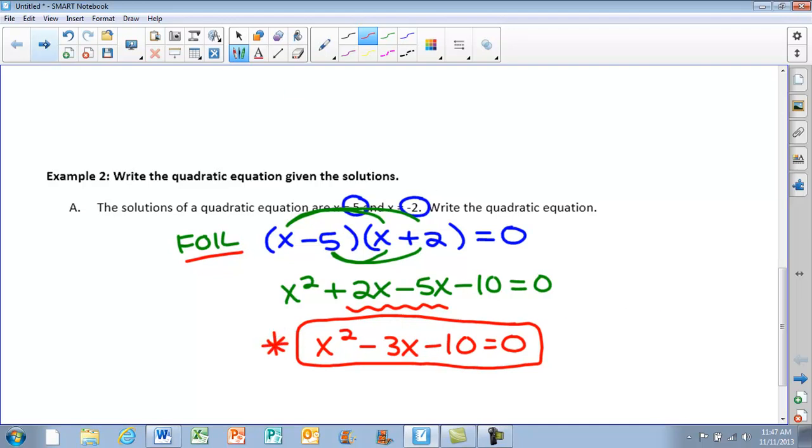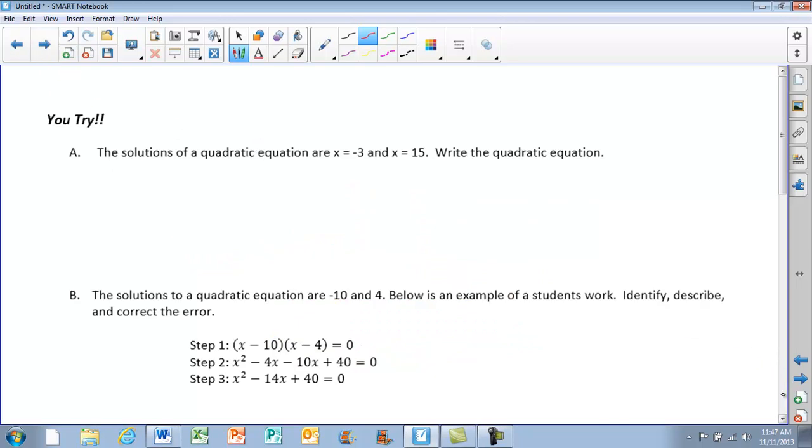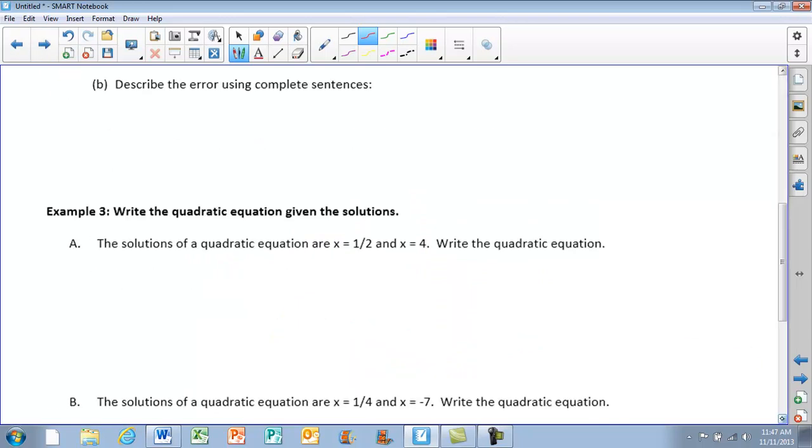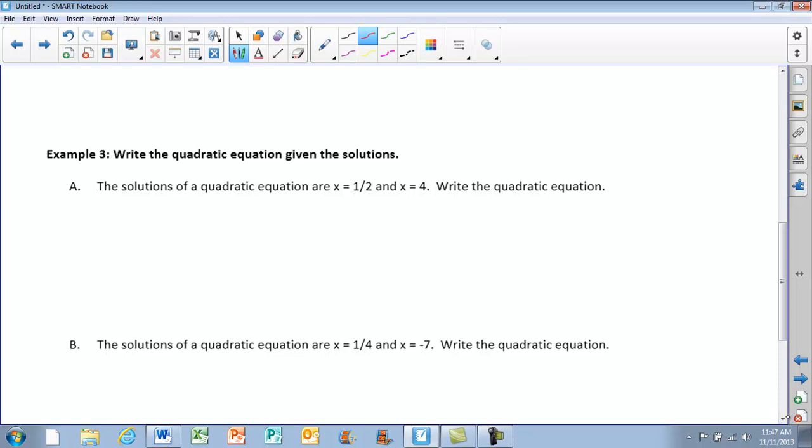So let's go ahead and skip the next couple U-tries. We have those, we'll take care of them in class tomorrow. So now we move to example 3. Once again, we have our same directions.